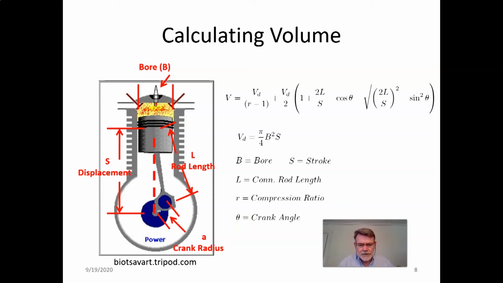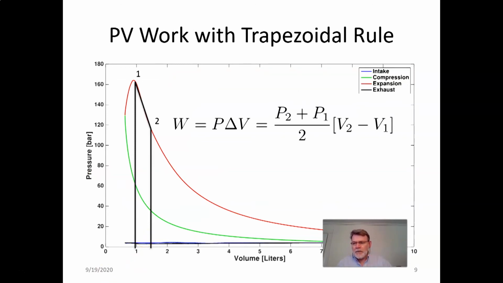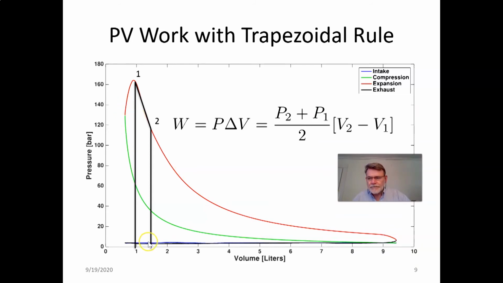Now, how do we get the work? We saw that the work is the area under the curve, that it is the integral of the pressure as a function of volume. Well, basically what we do, and it's a pretty practical and simple approach, instead of calculating the integral, we take an approximation, which is chopping the area under the curve into multiple trapezoids.